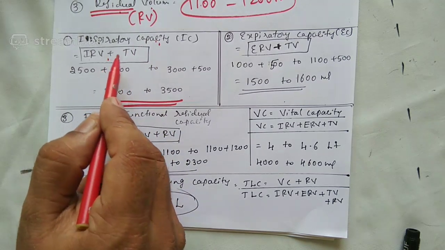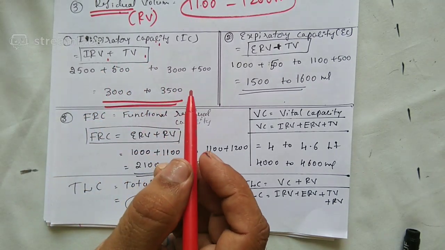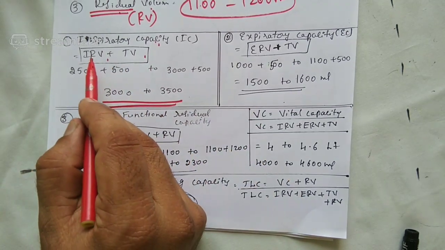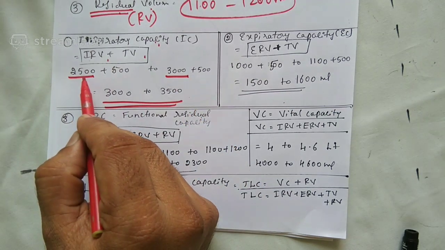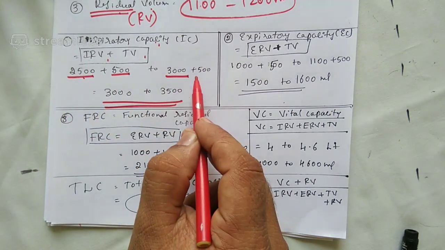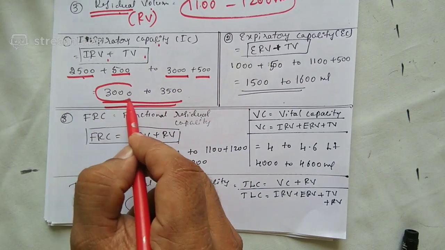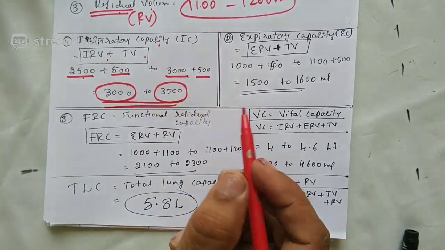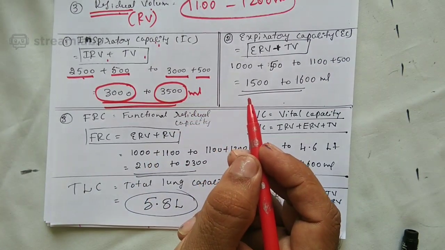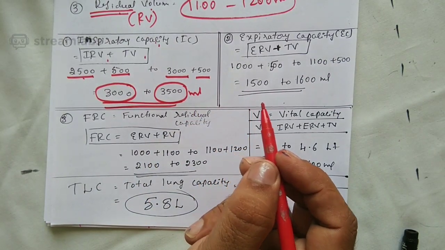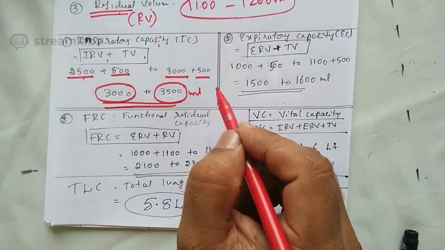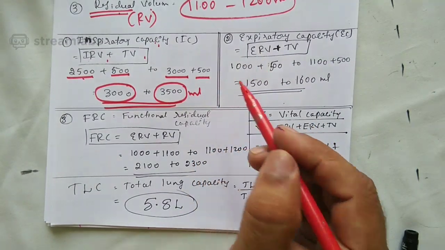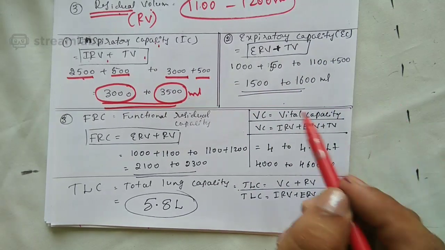The formula is IRV plus TV. How much is TV? 500. So what is the value? See here. IRV can be 2500 or 3000 as we told earlier. So 2500 plus 500 TV, the value comes 3000 to 3500 ml. That means I can tell 3 liters to 3.5 liters. So please remember that 3 to 3.5 liters is the inspiratory capacity. It has repeatedly come as a choose the wrong and right pair question. Please learn this.